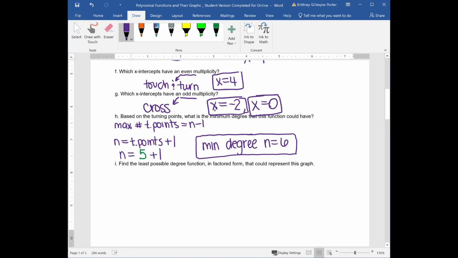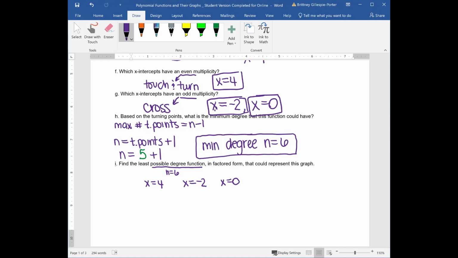All right, the last part, and this is where it gets a little confusing for students sometimes, so make sure you're paying attention. We need to find the least possible degree, which means that least possible degree better be n equal to 6, function in factored form that could represent this graph. Okay, so we have a lot of things going on. Let's start with our zeros. We have x equal to 4, x equal to -2, and x equal to 0.